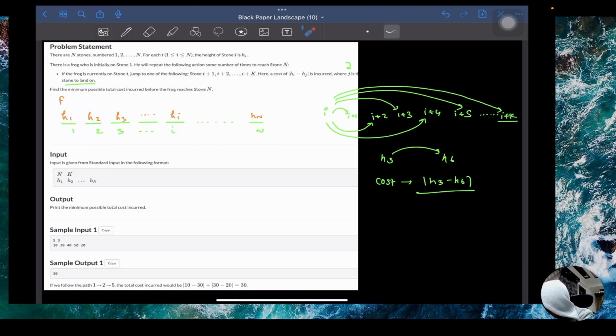Okay, so in this problem you can see you will be given a value of n, which is the number of stones, and then you will also be given the height of each stone, and you will be given this value k also, that is going to give you the permissible jumps, that from i plus 1, i plus 2, i plus 3, i plus 4, so on and so forth, up till i plus k, what k you can go to. For example, in this problem, 10, 30, 40, 50, 20.